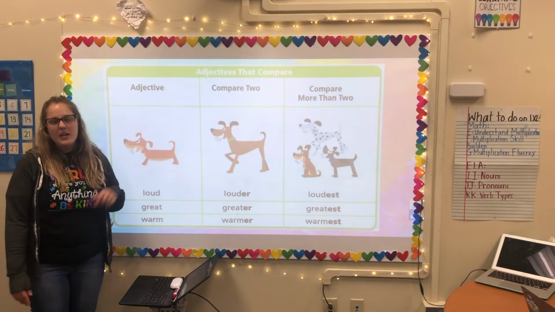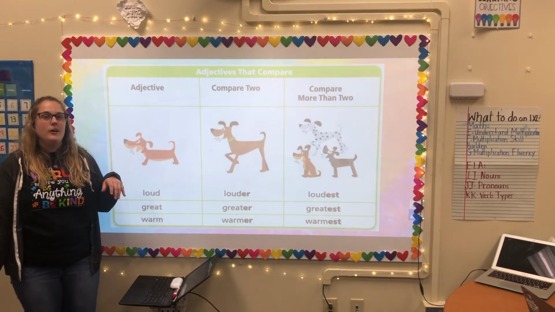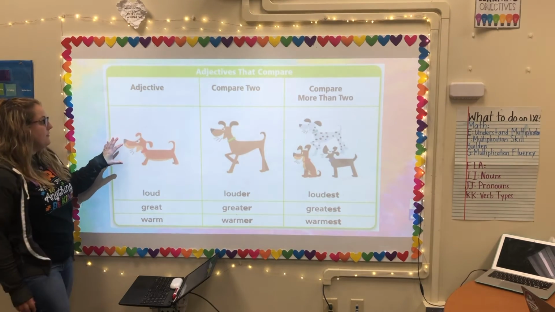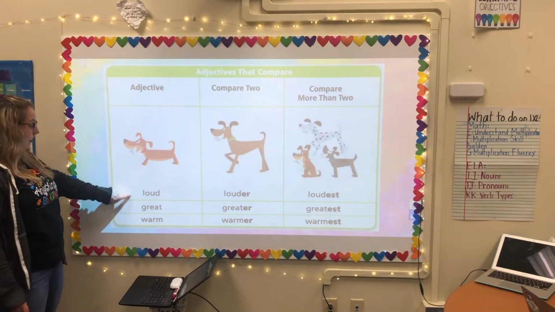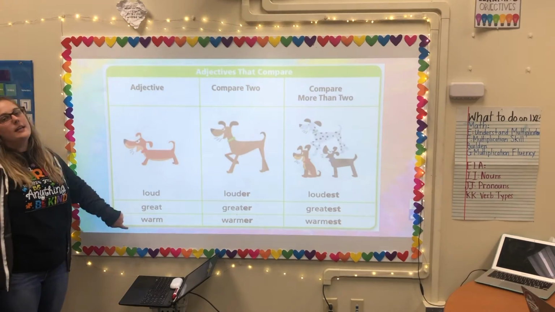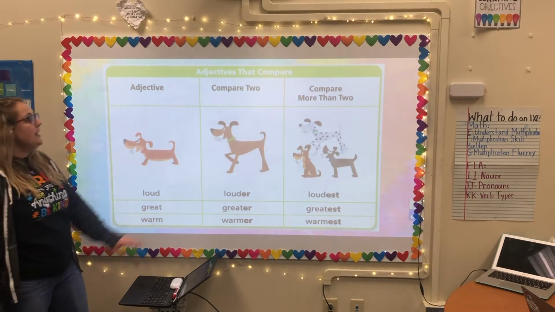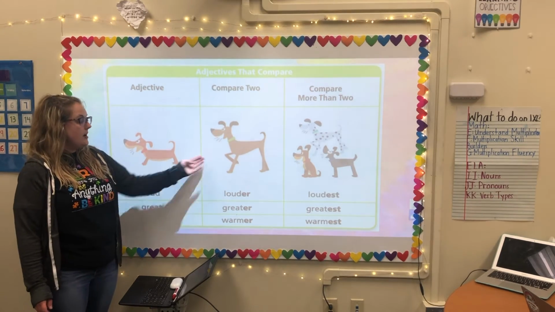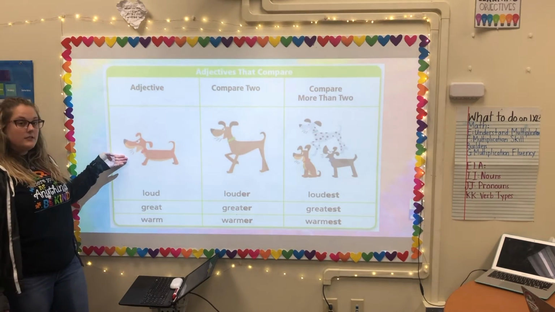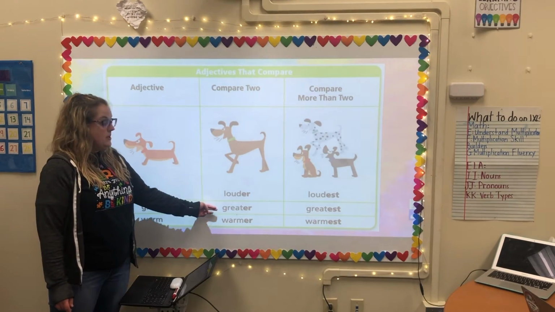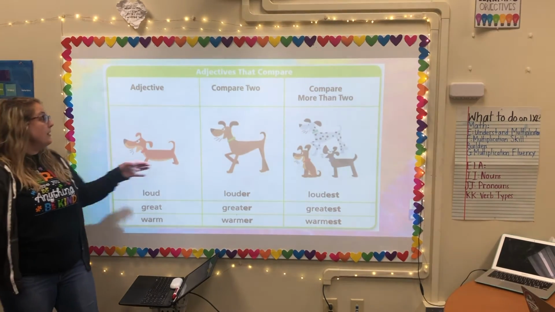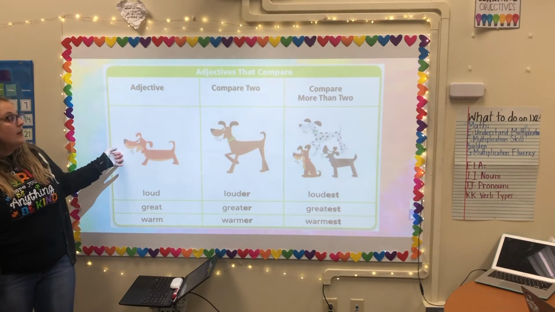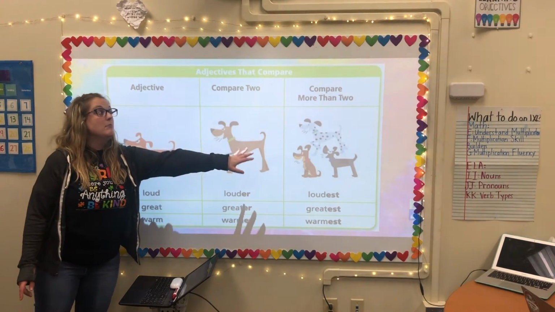Okay, let's look at a picture, just in case that helps. So in this case, our noun is the dog. And so if you just have one dog, he's a loud dog, he's a great dog, he's a warm dog. Now, if you're going to compare this dog to this dog, you can say this dog is louder than the little dog, this dog might be greater than the little dog, and this dog might be warmer than the little dog.